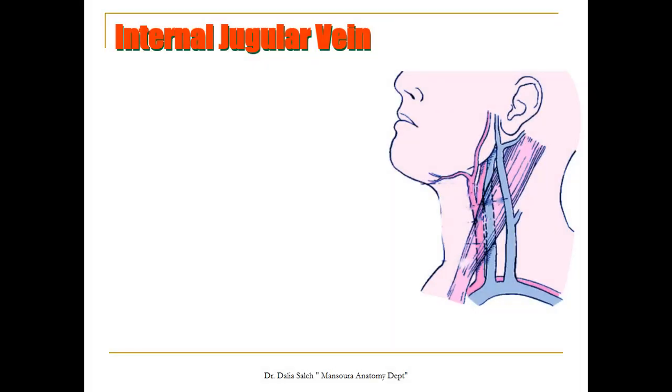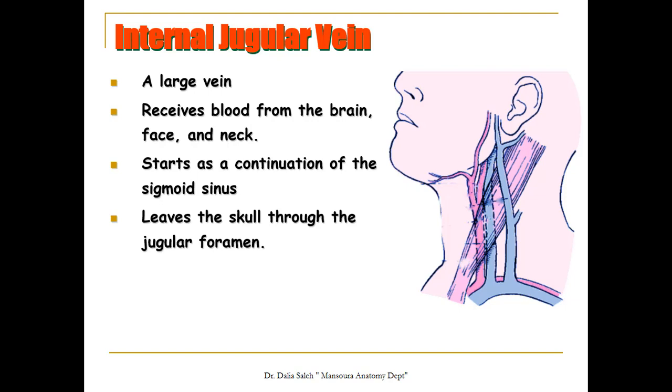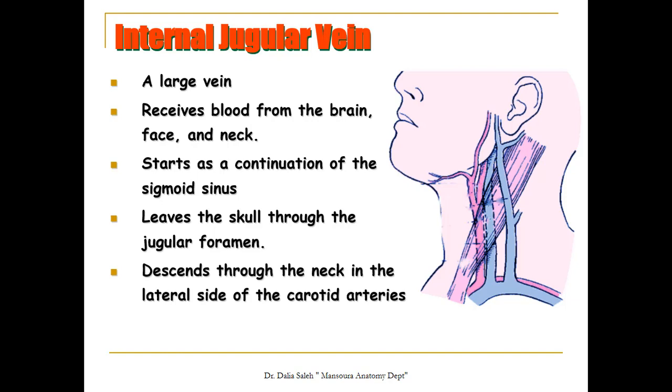The internal jugular vein, internal means inside. It is a large vein, larger than the external jugular, and receives blood that comes from the brain, face, and neck. It starts as a continuation of a big vein inside the cranial cavity. It's called the sigmoid sinus. It leaves the skull through the jugular foramen and then appears in the neck and descends deep to the sternomastoid.